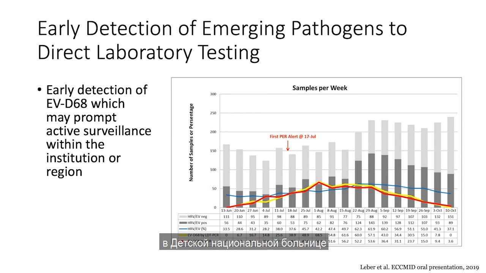In contrast, at Nationwide Children's Hospital, the TREND software basically alerted them of an increase in EVD68 in about mid-July, and that was when they reflexed over to a manual PCR assay. And you can see the red and the yellow compared the panel software with the EVD68 assay, and it's a very tight, close fit amongst the two. So it can be very helpful in detecting emerging pathogens early, which can then prompt how you would reflex to an active surveillance within the institution.